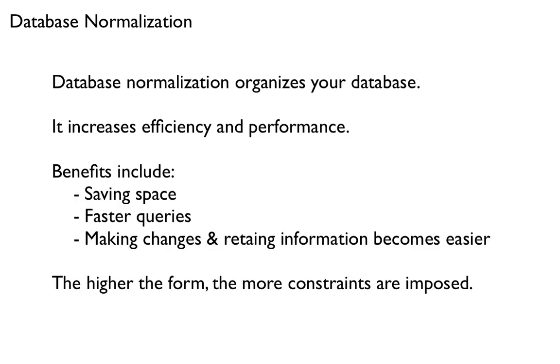Database normalization organizes the structure of your tables to increase efficiency and performance. We do this by adhering to standards known as normal forms. In essence, the higher the form, the more constraints are imposed on the database tables. The forms are guidelines for normalizing your database and serve somewhat like a checklist. There are many benefits, including saving space, faster queries, and things like making changes and retaining information becomes easier.